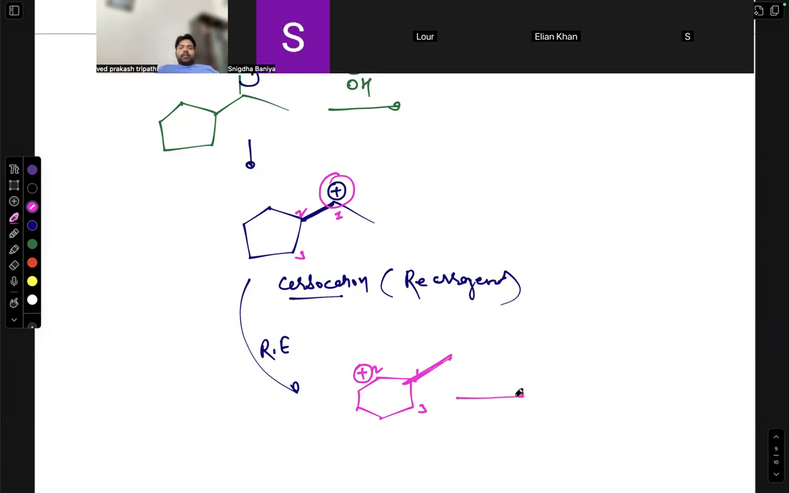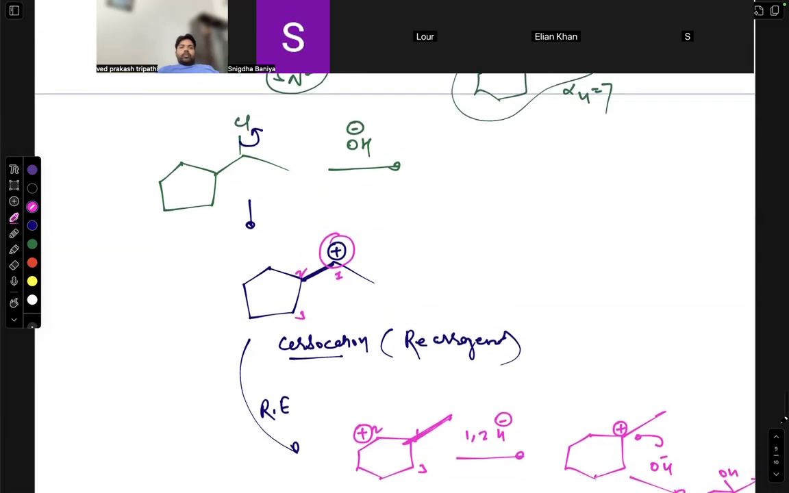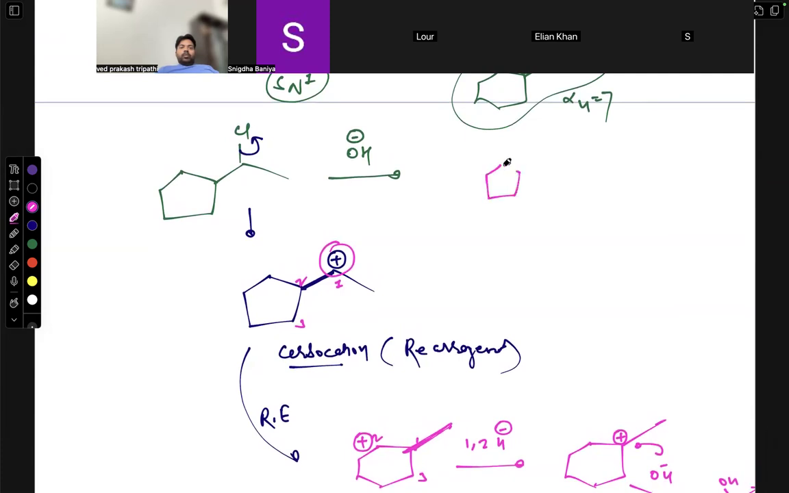Now in the next step, 1,2 hydride shift. So it would be this. And now this is the most stable carbocation. And in the next step, the nucleophile is going to attach here. So we have this one as a final product, OH. And in your options, one of the options would be this, one would be this, one would be this, and one could be this one.